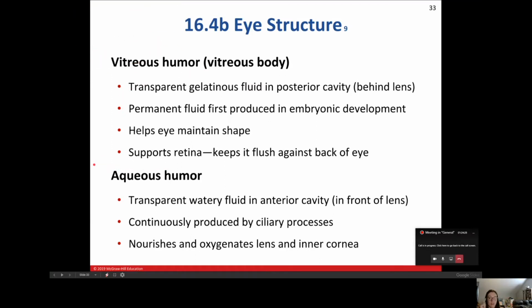The aqueous humor is the fluid in the front part of your eye. This is more like the CSF in that it's constantly produced and constantly reabsorbed. It is transparent and watery in the anterior cavity, so in front of the lens. It's going to be bathing the inside of the cornea as well as surrounding the iris. It's produced by the ciliary processes, and it nourishes and oxygenates the lens and the inner cornea.